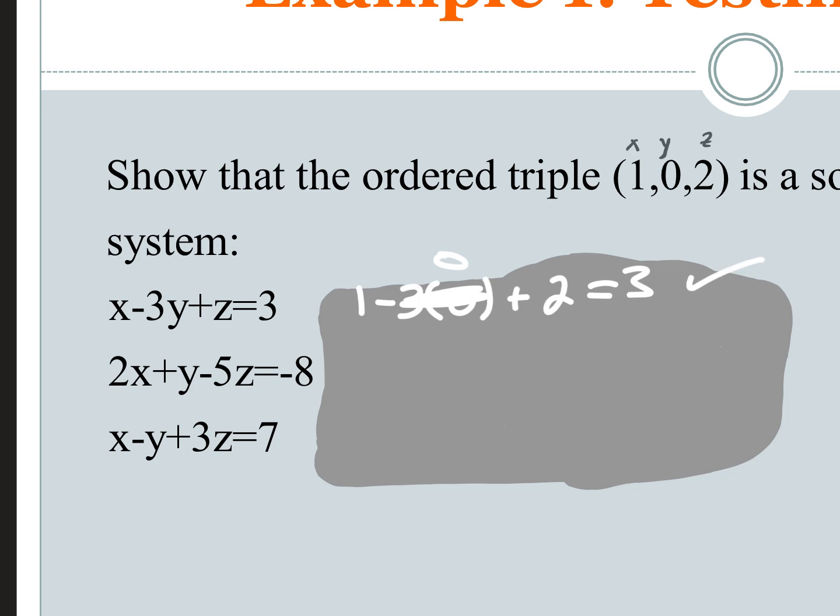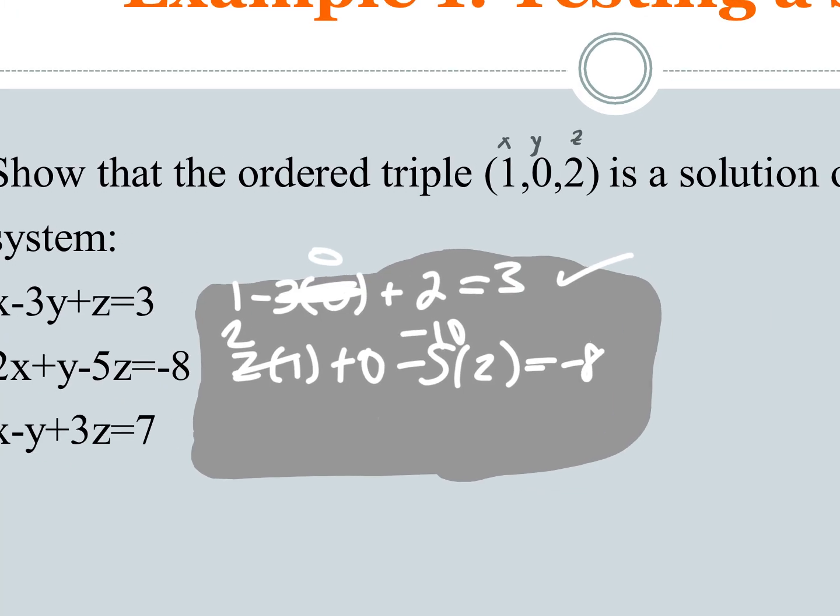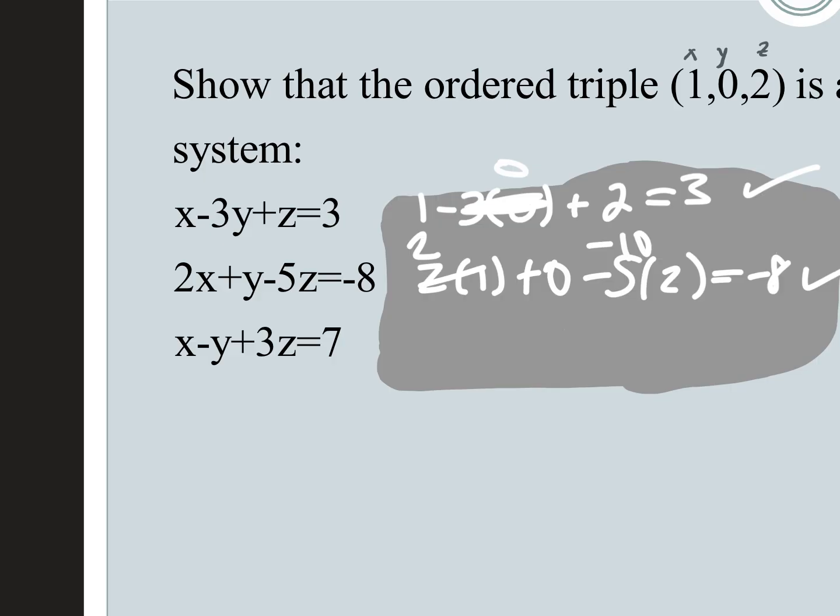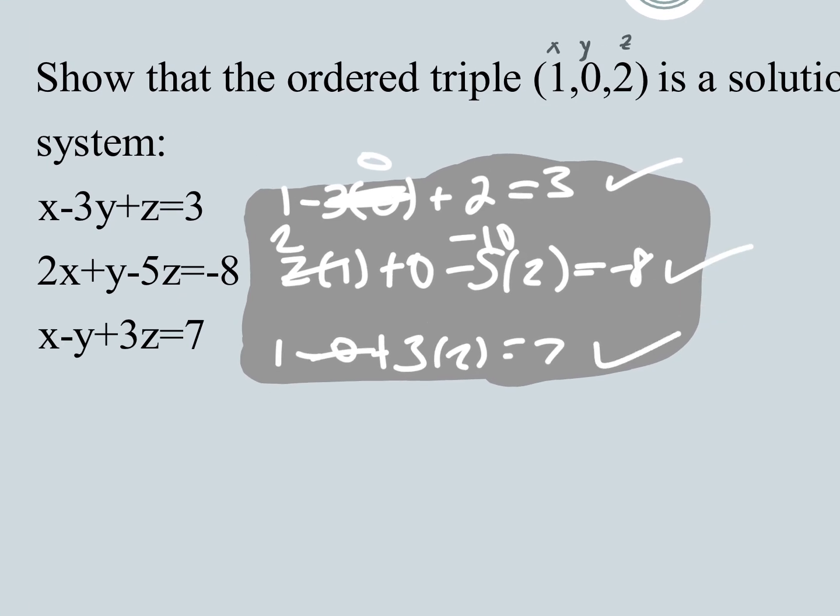Yeah. Perfect. Can I just assume, since it works in the first equation, it works in the other ones? No. You need to check all of them. So in the second one, I would say 2 times 1 plus 0 minus 5 times 2. Does that equal -8? So this is 2, and this is -10. What's 2 minus 10? -8. Good to go. And then the last one, 1 minus 0 plus 3 times 2. Well, 1 plus 6 is 7, so 7 equals 7. Good to go. The ordered triple is a solution.